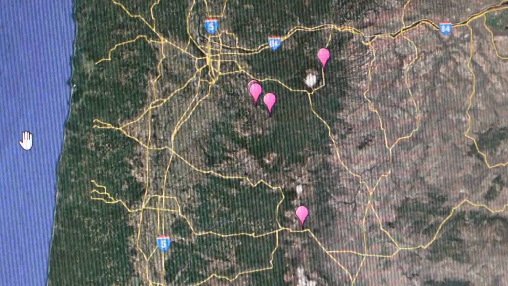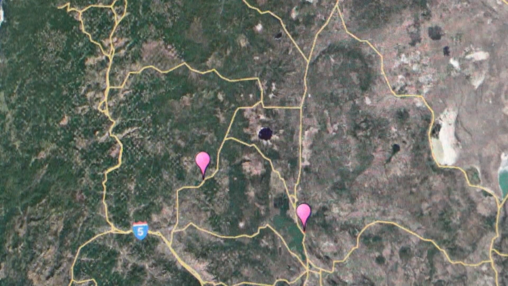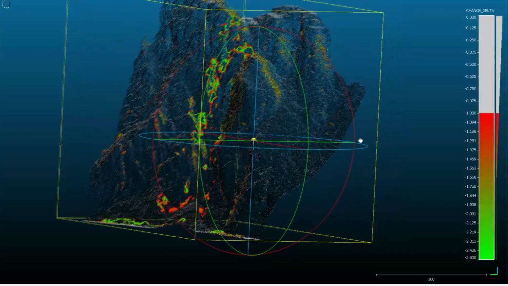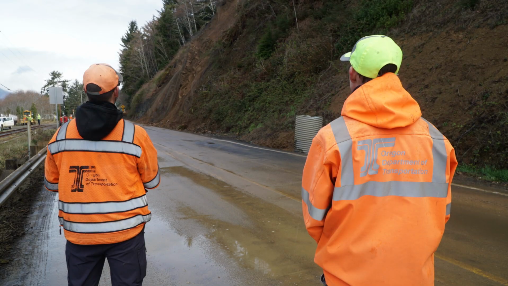The Unstable Slopes Program is run by our state geologists here at ODOT, and what they have done is identified all of the highest risk slopes along our state highways, both landslides and rockfalls. And for our purposes, we're interested in capturing rockfall data and how things are moving there for this project.